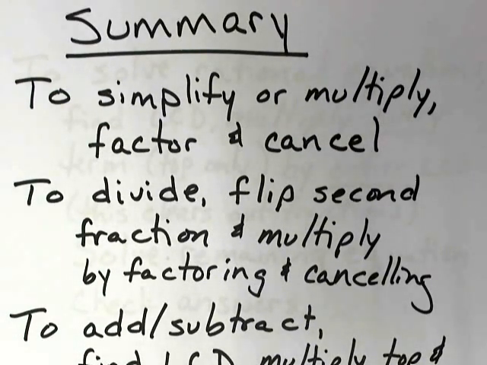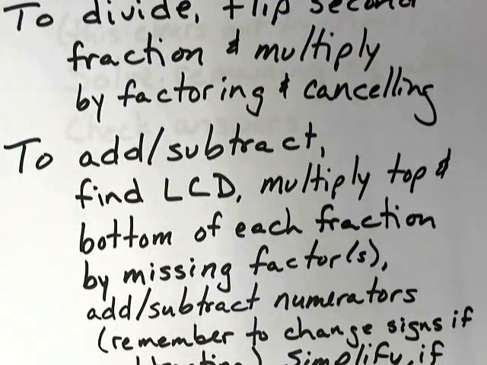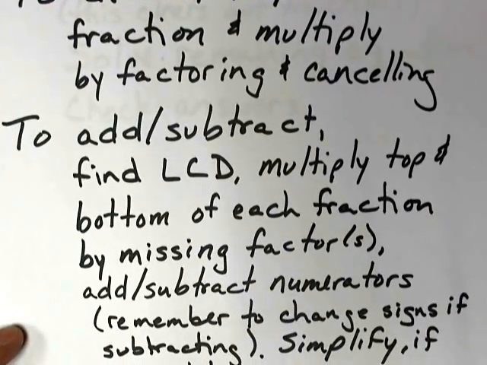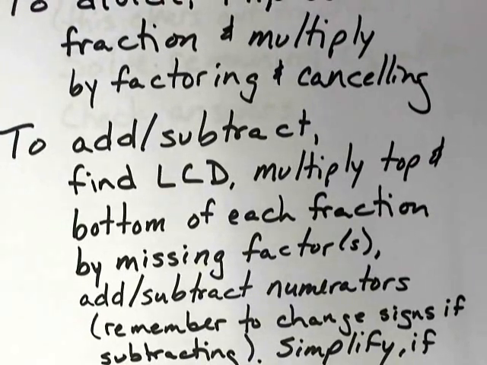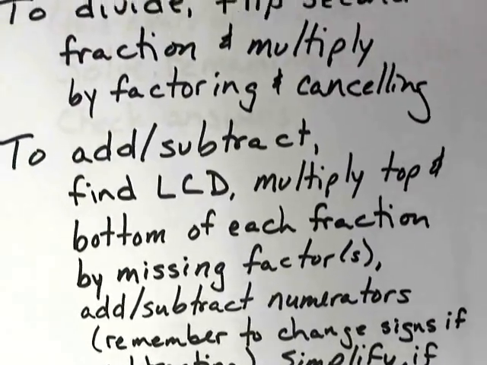To simplify or multiply, we factor and cancel. To divide, we flip the second fraction and multiply by factoring and canceling. To add or subtract, we have to find the LCD, multiply top and bottom of each fraction by the missing factor or factors of that LCD. And then we add or subtract the numerators. Remember to change the signs of subtraction if you're subtracting them. Simplify if possible, which means factor and cancel.